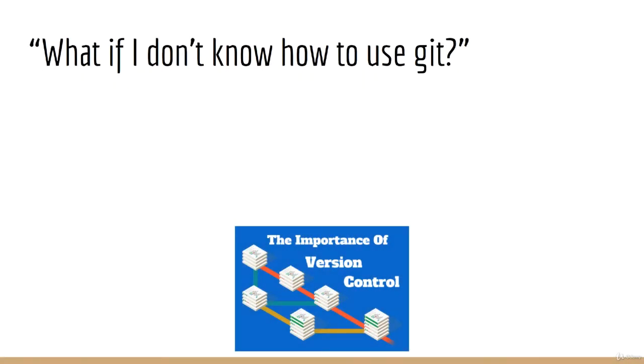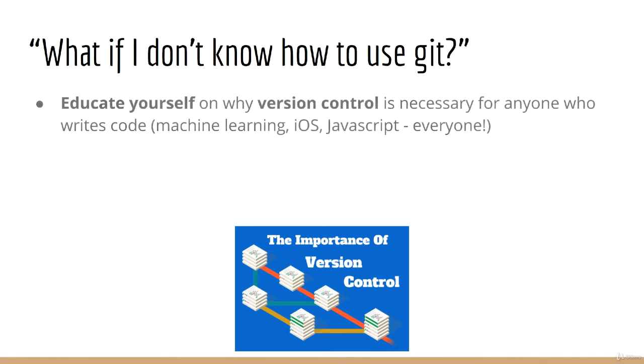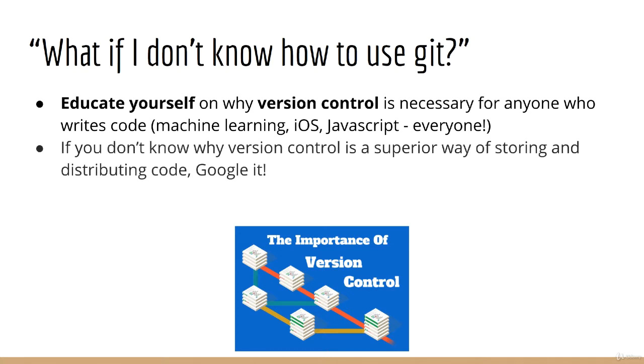Thirdly, if you don't know what Git or GitHub is, and you have no clue what I'm talking about, please educate yourself on why version control is absolutely 100% necessary for anyone who writes code. This applies whether you are in machine learning or you are an iOS developer. If you don't know why version control is not just necessary, but a superior way of storing and distributing code, please do a Google search and read about why this is true.